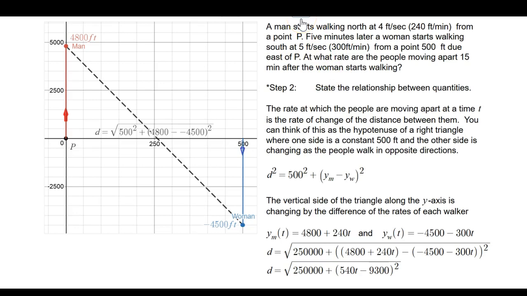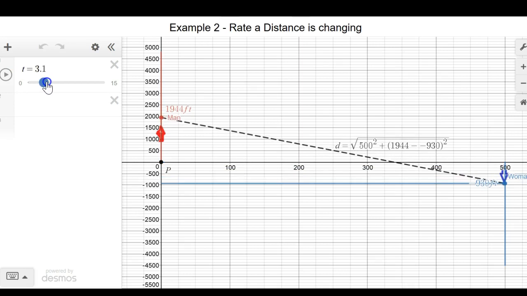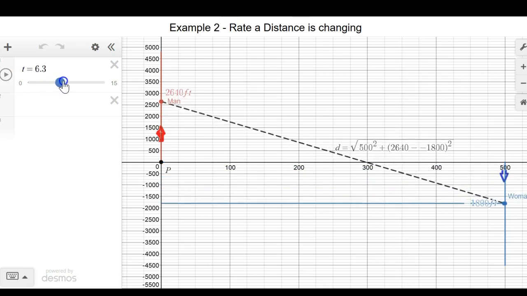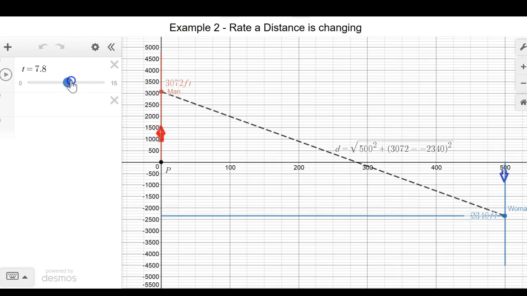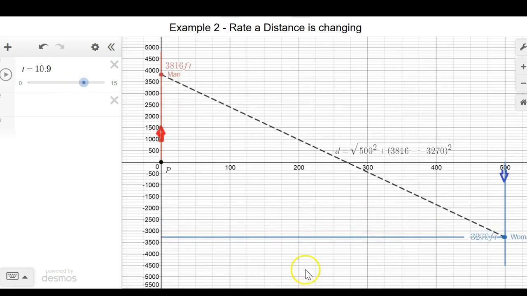So notice that as time goes on and the man and woman are moving apart, that distance between them is also the length of the hypotenuse of a right triangle, where one leg is that constant 500 feet along the x-axis, and the other leg is actually the sum of the absolute values of the distance the woman is from her starting point and the distance the man is from his starting point.